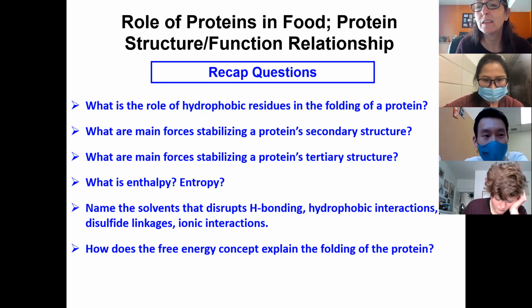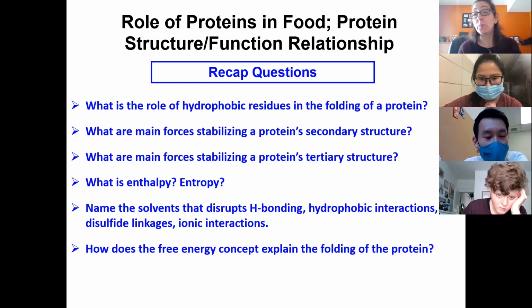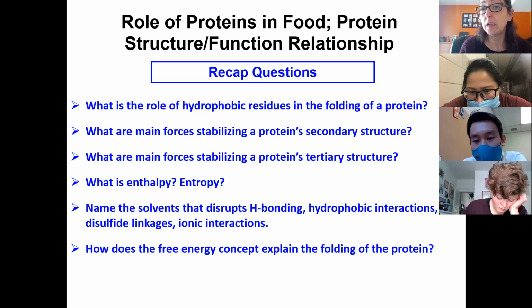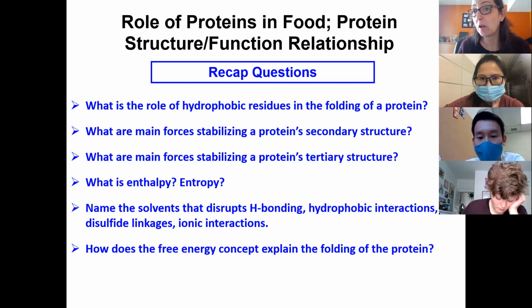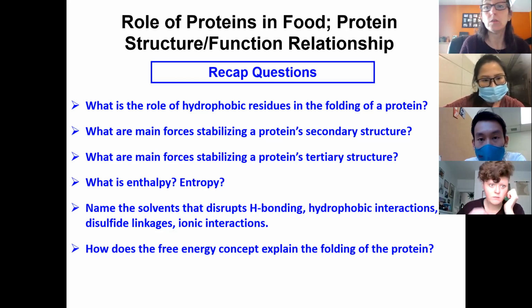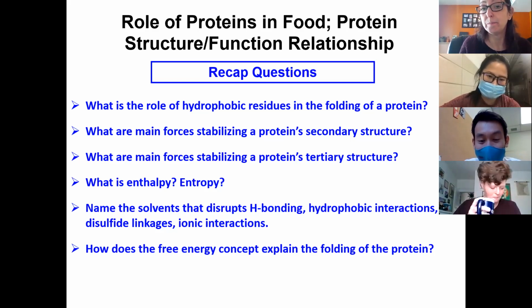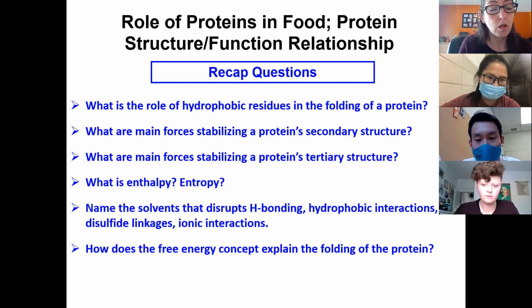I said acids or bases, depending. Yes. So pH, changes in pH. So when you change the pH, you can disrupt ionic interactions. Also presence of salt. Depending on the type of salt and the concentration of salt, you can either enhance ionic interactions or you can disrupt ionic interactions. Okay, great.